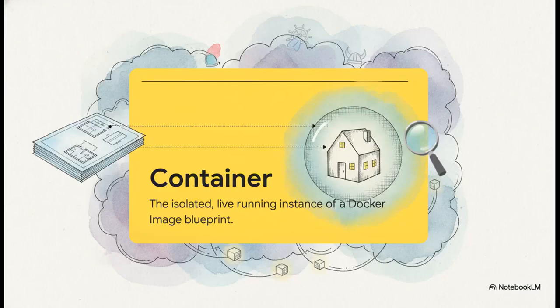Now, if the image is the blueprint, the container is the actual house built from it. It's the live, completely isolated running instance of your image. And get this, you can spin one up in milliseconds. Plus, because it's totally isolated, you can do whatever you want inside it, and there's absolutely no way it's going to mess with your host computer setup.